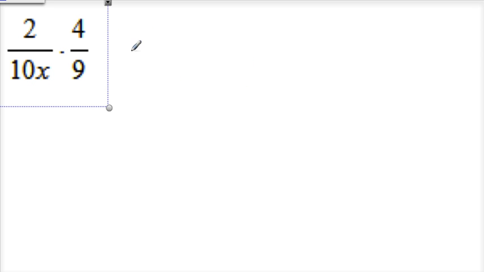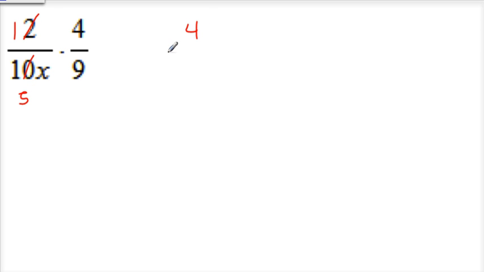Next question. 2 over 10x times 4 over 9. Simplify where you can again. What can you simplify here? You could do 2 and 10. Yeah, 2 and 10. This can turn into 1 and 5. Anything else? No. So just multiply across.